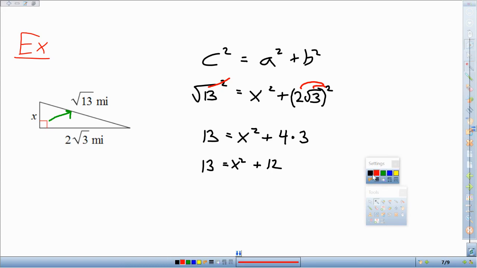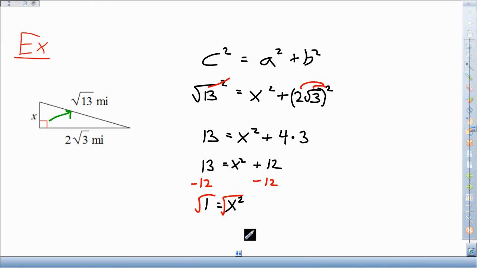Now we can just go ahead and solve like we were before. We get rid of this 12 by subtracting it. Looks like we get 1 equals x squared. Now finally we can get rid of this power of 2 by again taking the square root of both sides. The square root of 1, you could plug that in, but you might already know it's a perfect square. The square root of 1 is 1. So we're getting 1 equals x, or flip it around, x equals 1, and it looks like our units are miles. So 1 mile.